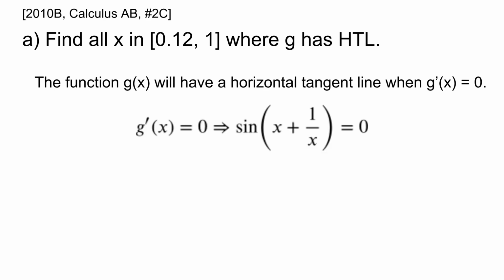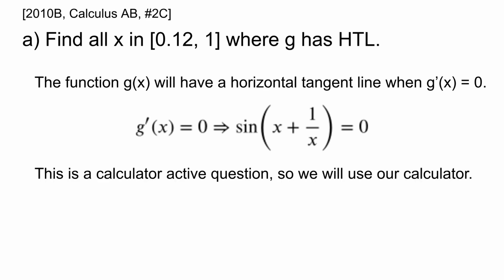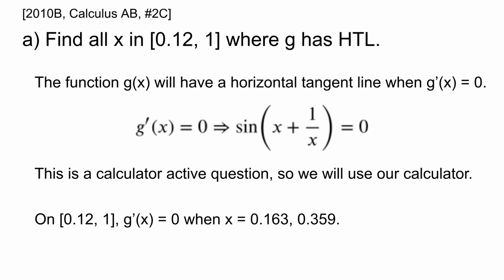And since we're given that g prime of x is the sine of x plus 1 over x, we need to solve g prime of x equals 0, which means sine of x plus 1 over x equals 0. But since this is a calculator active question, we'll use our calculator to do that. On the closed interval from 0.12 to 1, g prime of x takes the value of 0 when x is 0.163 and when x is 0.359.